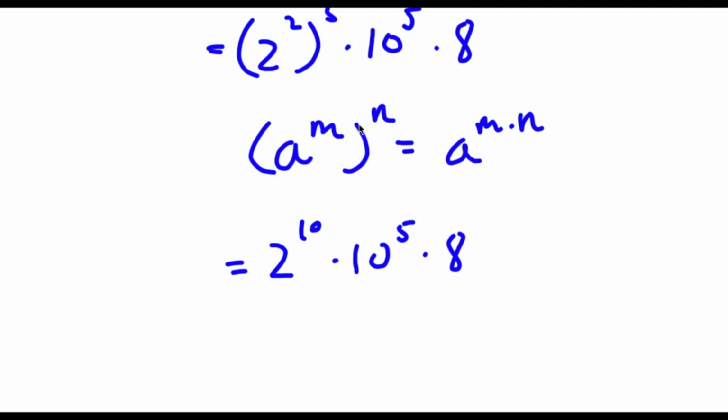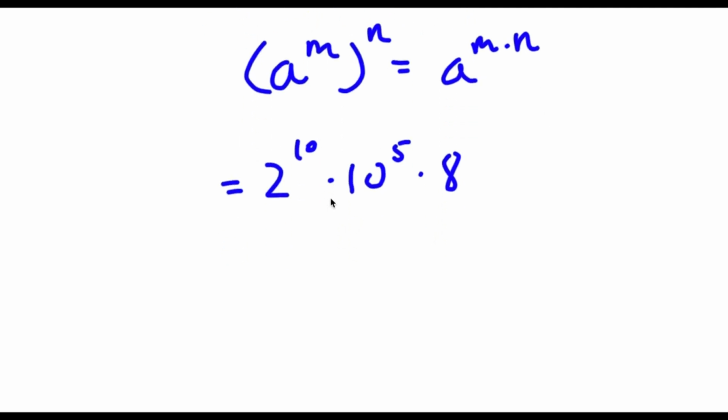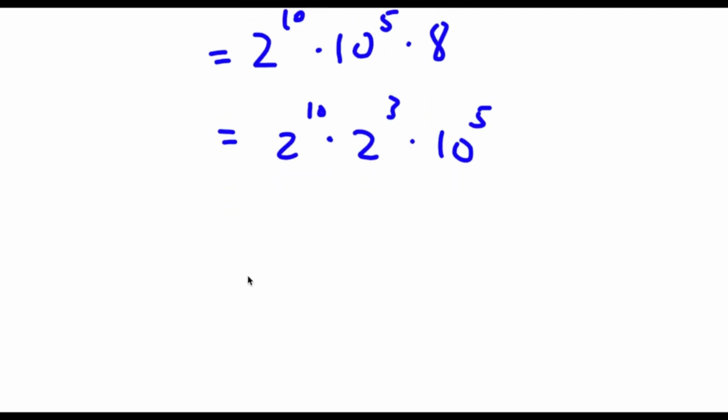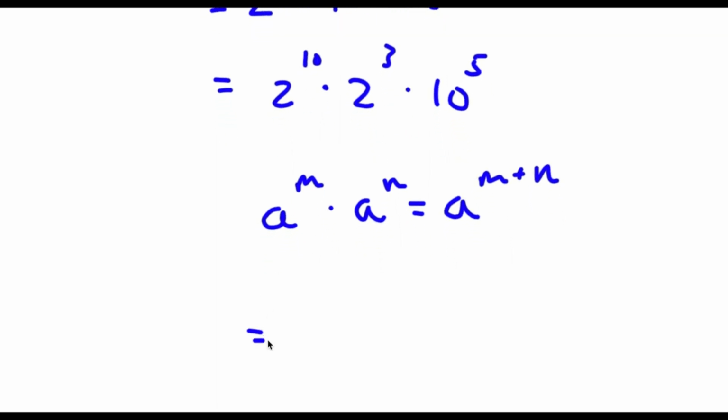So now 8 is the same thing as 2 to the power of 3. So now I have 2 to the power of 10 times 2 to the power of 3 times 10 to the power of 5. Now if I have something in the form a to the power of m times a to the power of n, this is equal to a to the power of m plus n. So 2 to the power of 10 times 2 to the power of 3, that's going to equal 2 to the power of 10 plus 3, which is 13. So now I have 2 to the power of 13 times 10 to the power of 5.